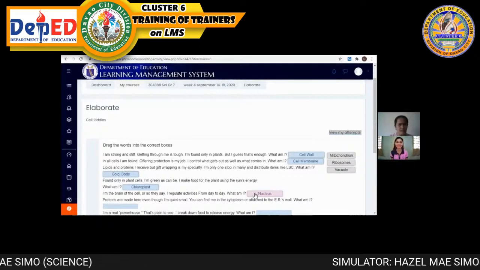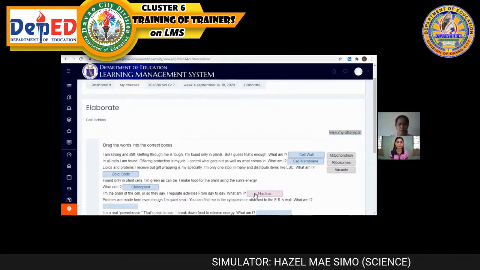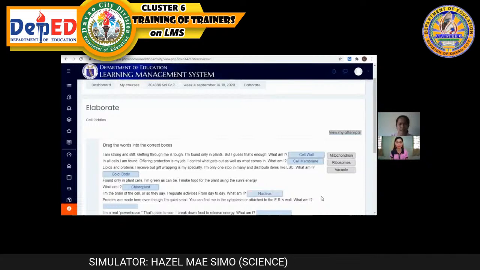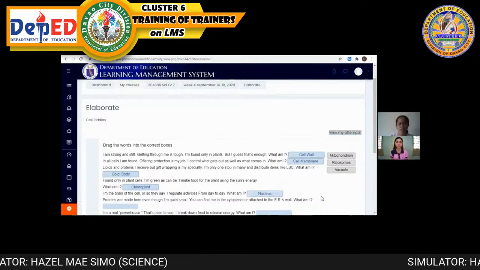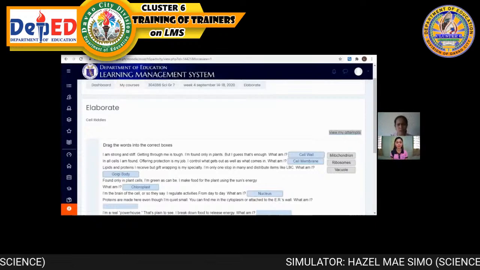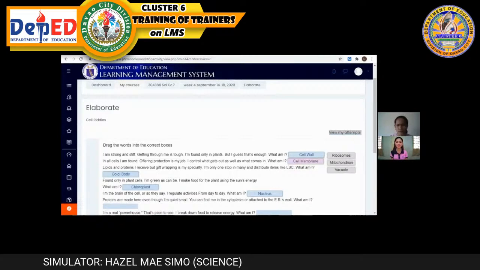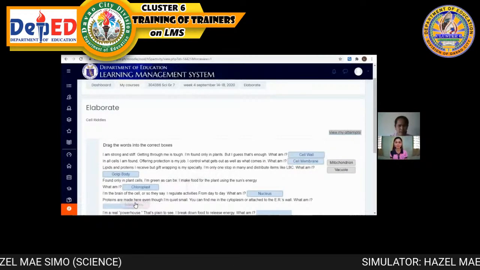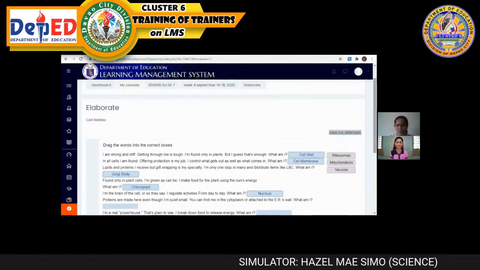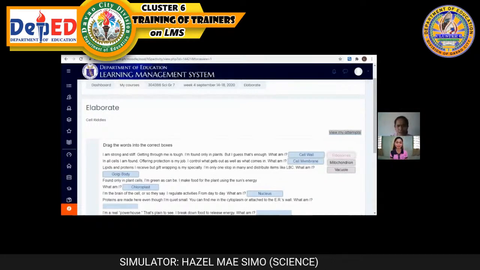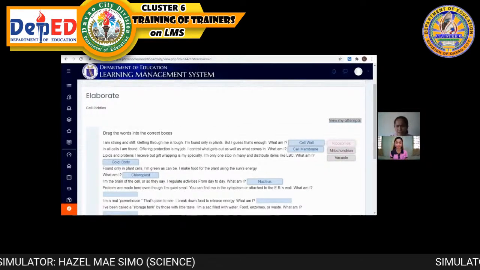Proteins are made here even though I'm quite small. You can find me in the cytoplasm or attached to the ER's wall. What am I? Ribosome.